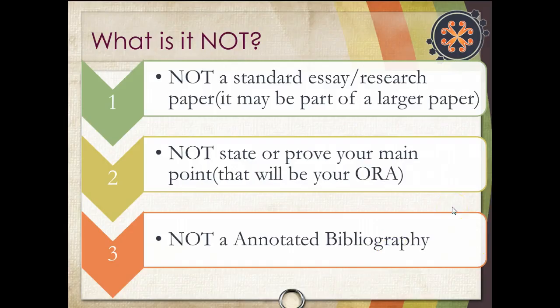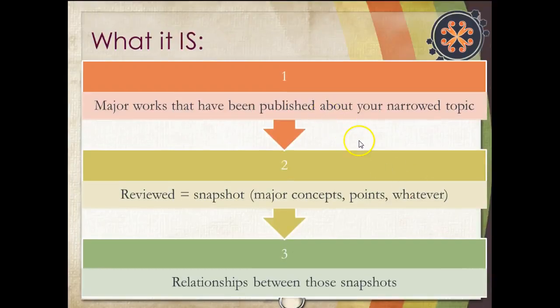You're not going source by source here. What it is, it goes over major works that have been published about your narrowed topic. So it's taking into account all of those major works. So you have to do some research to see what are the major works that have been published about your narrowed topic. It reviews those works and gives readers a snapshot. So it goes over the major concepts of the major works, the main points, and what people need to know to bring them up to speed about the major works. But the most important thing is it takes those major works and it looks at the relationships between these snapshots.